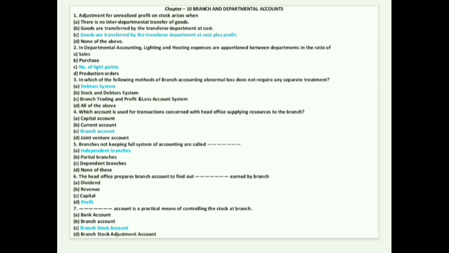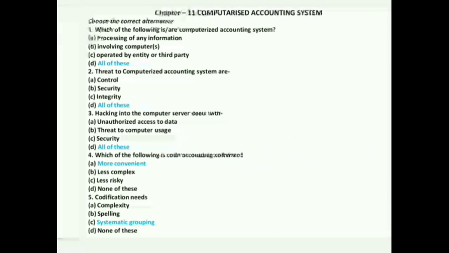Branches not keeping a full system of accounts are called independent branches. Six is the head office prepares branch account to find out profit earned by the branch. Option D is the correct answer. For this, fill in the blanks. Account is practical means for controlling of stock at branch, stock account. Option C will be the correct answer.